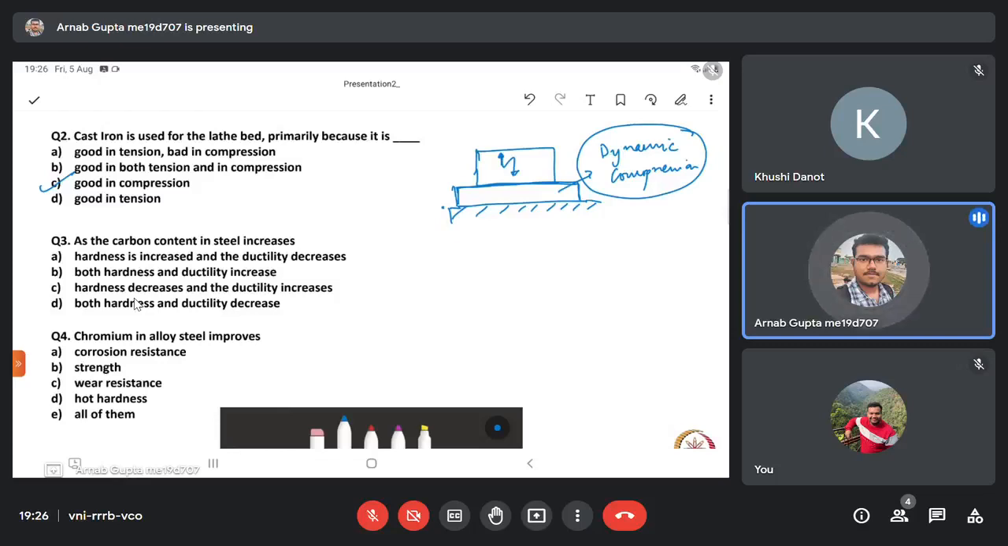So as the carbon content in steel increases, what happens? You are having a subject called material science, right? If I recollect properly. So what happens if we keep on adding carbon into steel? Its ductility increases or decreases?